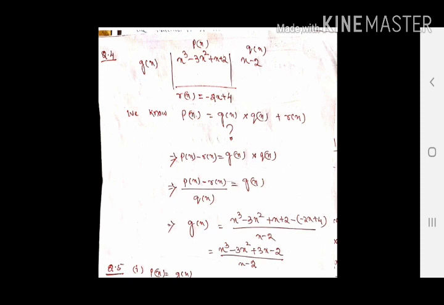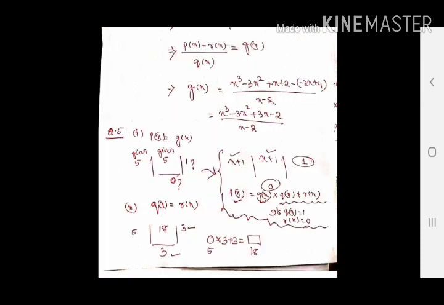How will I divide it? Now, I will take x cube minus 3x square plus 3x minus 2 as the dividend and x minus 2 as the divisor. Whatever value comes out, that is g(x).